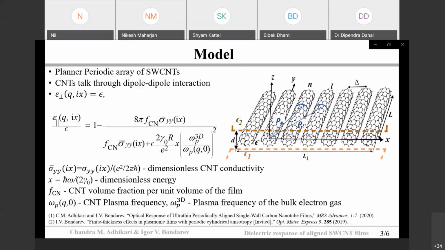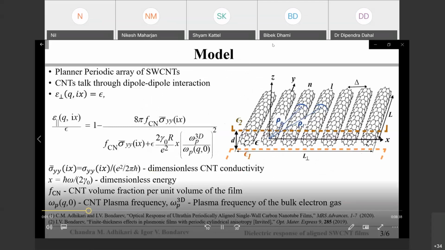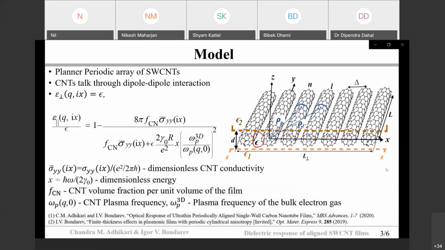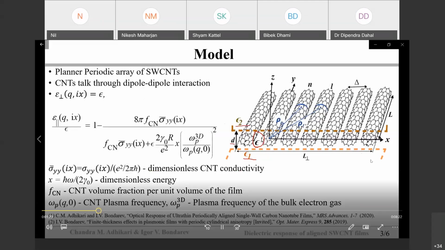Let us talk about a model of the single-wall carbon nanotube film. The carbon nanotubes are aligned in a periodic manner. The array of carbon nanotubes is immersed in a dielectric medium of permittivity epsilon, which is sandwiched between a substrate and a superstrate of permittivity epsilon 1 and epsilon 2. This is the thickness of the film.